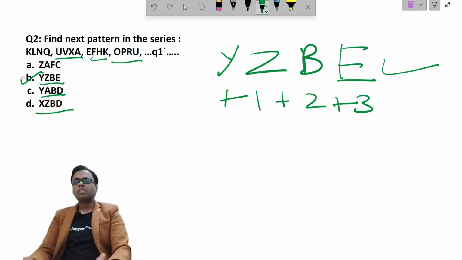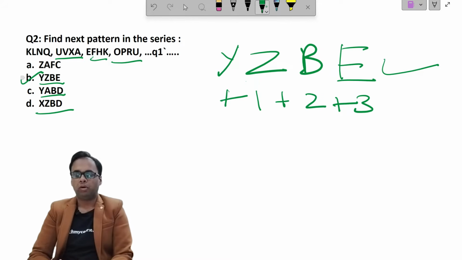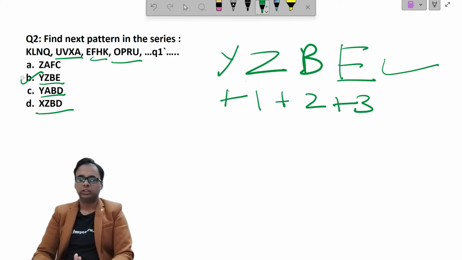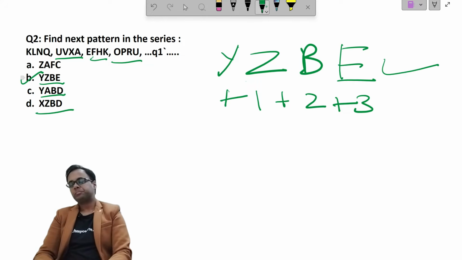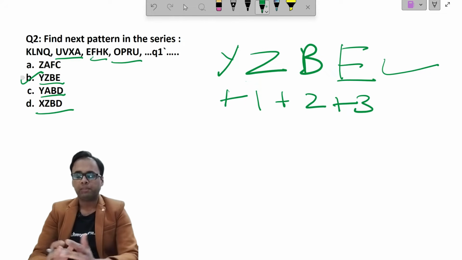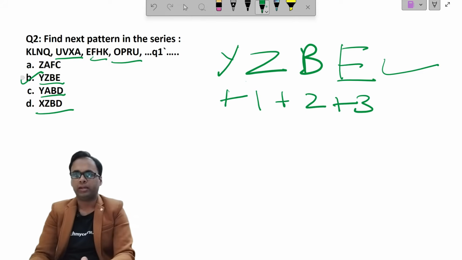So while solving these alphabetical types of series, first of all, you try to find out the pattern within the series. Once you find the pattern, you should analyze all the options one by one, to see which option is following that pattern and which option is not.